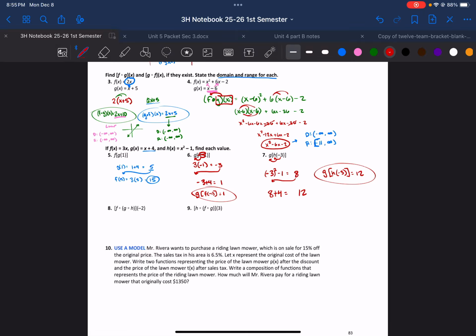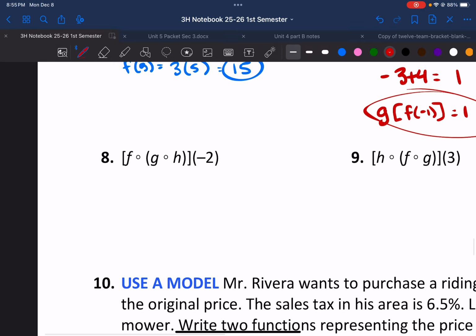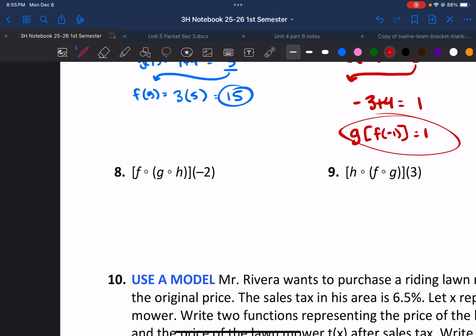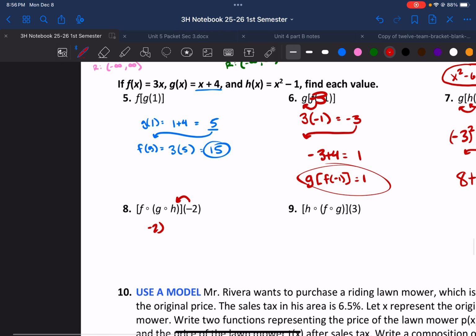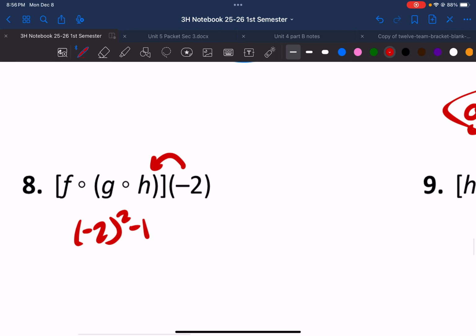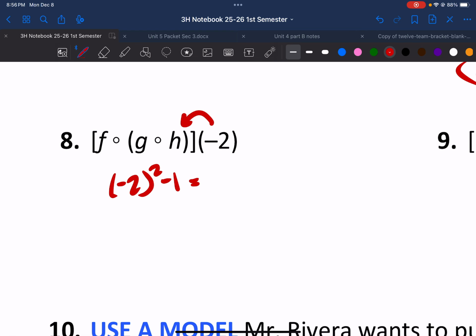We're going to end off with 2 more. Here we go. This one is interesting. Work your way from the inside to the out. Or in other words, it's kind of like moving from right to left. -2 into H. Whatever you get, put it into G. Whatever you get, put it into F. So let's put a -2 into H. -2 squared minus 1. That is 4 minus 1. And 4 minus 1 is 3.